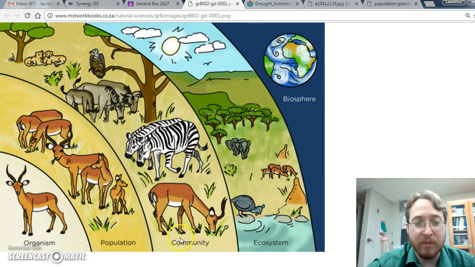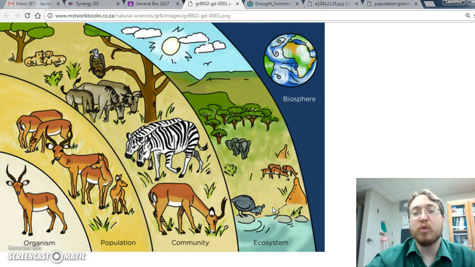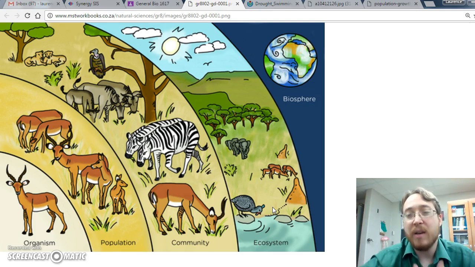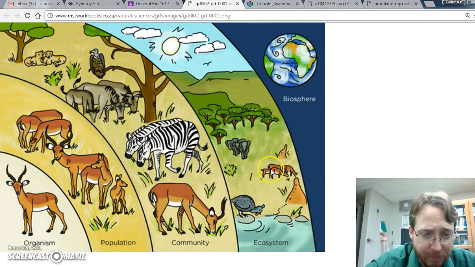We can go over to the next level, which is a community. That is all of the living things in the ecosystem, both the trees and the grass and the zebras and everything that's there, all living together. And then we can finally go to the ecosystem, which is where you mix the community with the non-living things, so the water and the air and the temperature and the rocks. You add the non-living things to the community, and that gives you your final ecosystem.